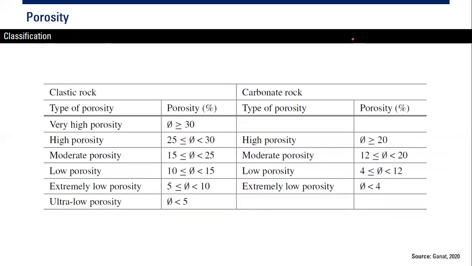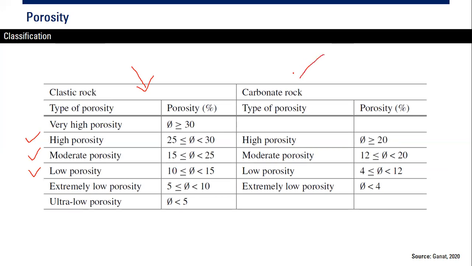Porosity classification. We can classify porosity into several classes. For clastic rock, first, we have very high porosity if the porosity is equal or more than 30%. Then we have high porosity between 25 and 30, moderate porosity between 15 and 25, low porosity between 10 and 15, extremely low porosity between 5 to 10%, and ultra low porosity in shale reservoir, for example, lower than 5%.